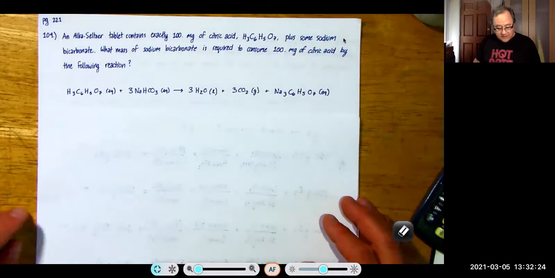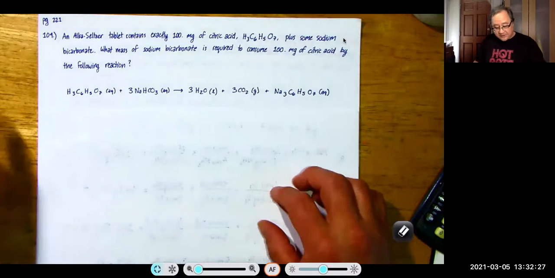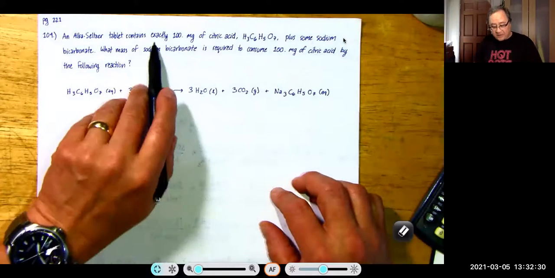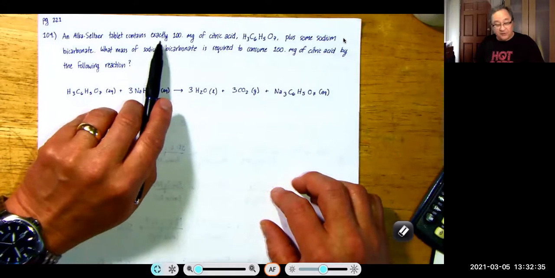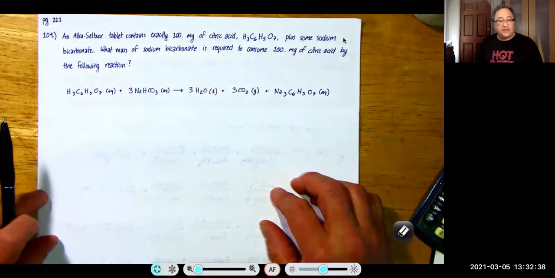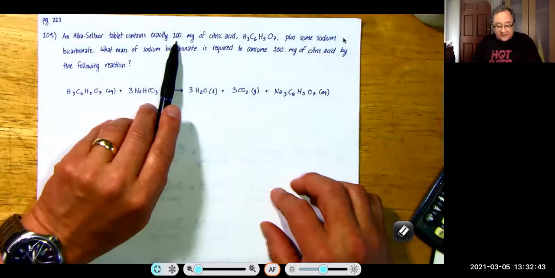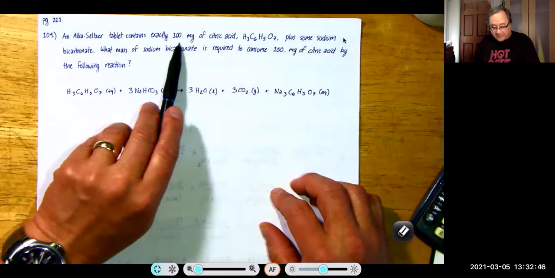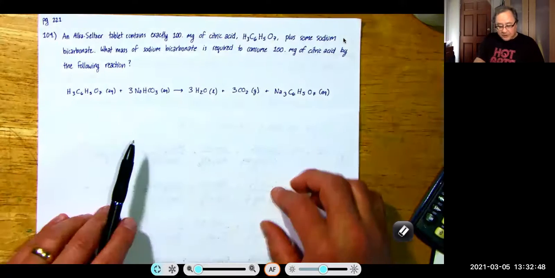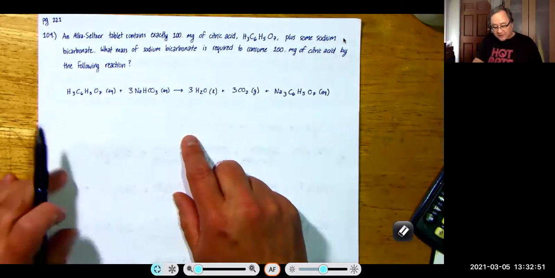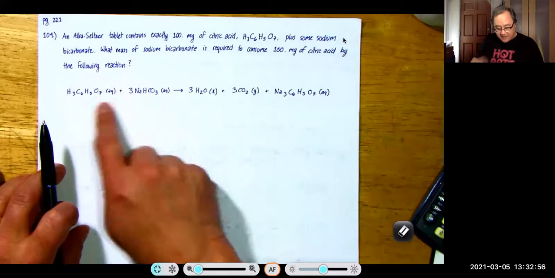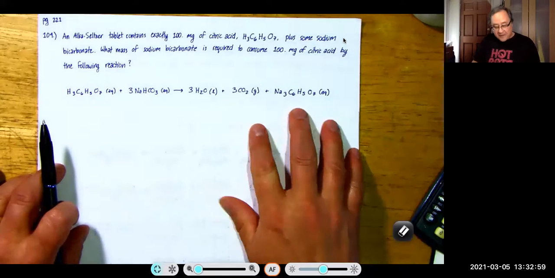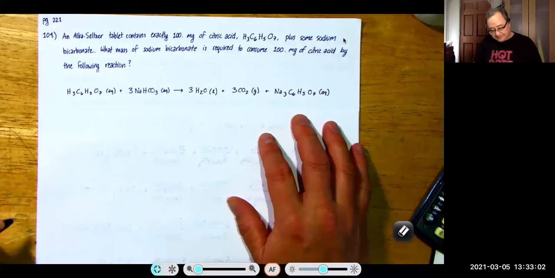All right, this one I don't think I did in the homework. An Alka-Seltzer tablet contains exactly 100 grams. This should really read precisely, but your author does not like to use the word precisely. He likes to use the word exactly wrong. So this has 3 sig figs, precisely 100 milligrams of citric acid, plus some sodium bicarbonate. What mass of sodium bicarbonate is required to consume 100 milligrams of citric acid by the following reaction? We're going to assume this is balanced, although you might want to check and make sure.